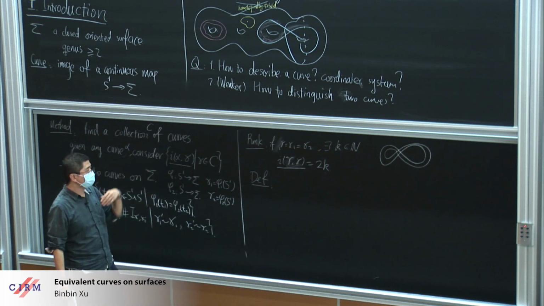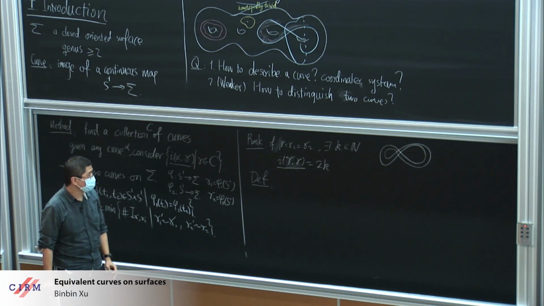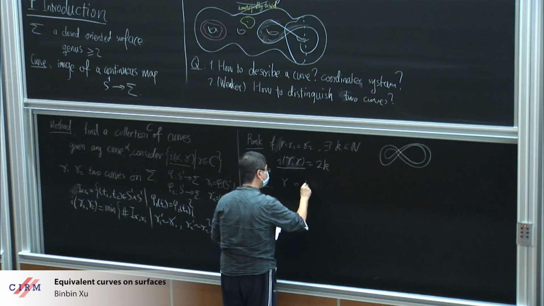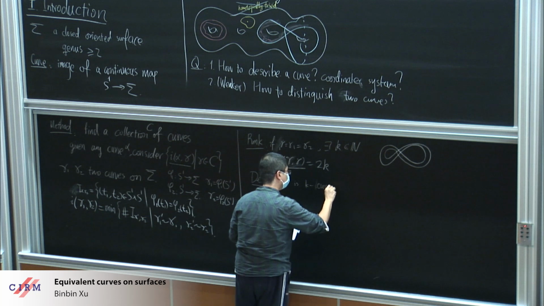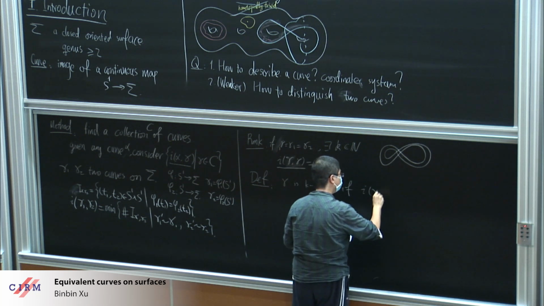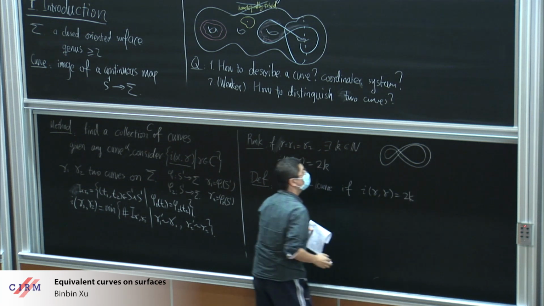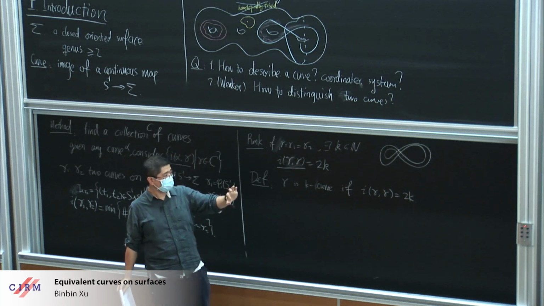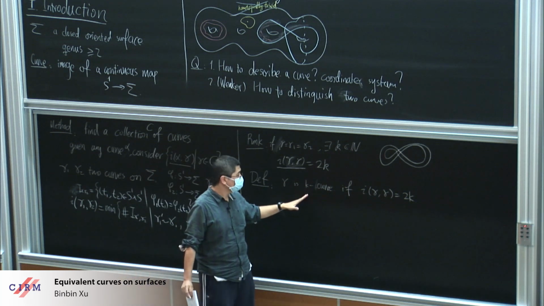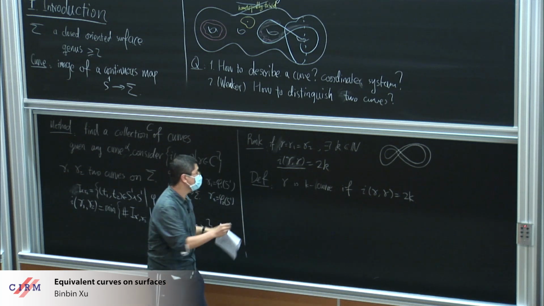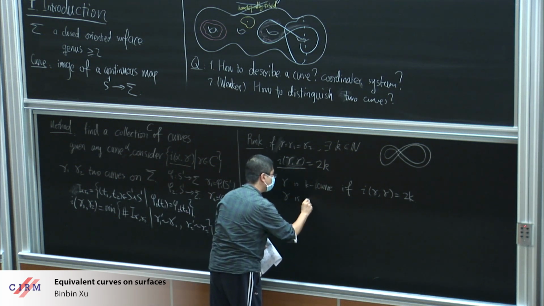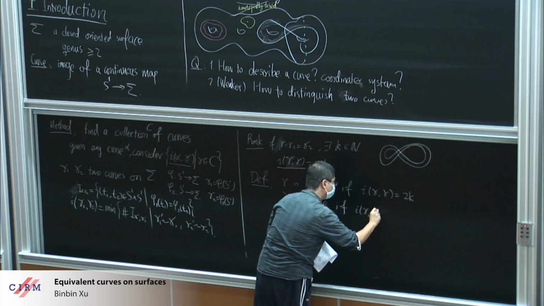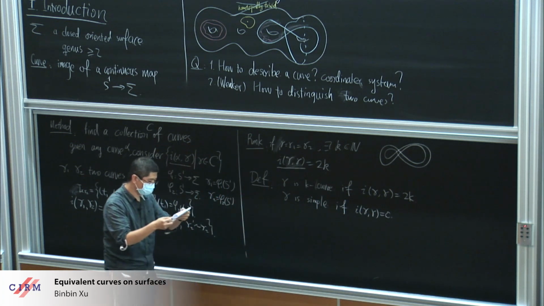By considering this self-intersection, we can classify all the curves as follows. Gamma is a k-curve if I(gamma, gamma) equals 2k. If you look at the picture of gamma on the surface, you can only find k double points, but by our definition, the self-intersection is 2k. In particular, gamma is simple if I(gamma, gamma) is 0, so there is no self-intersection.